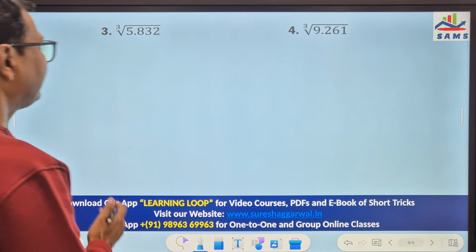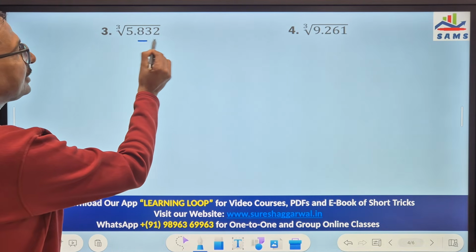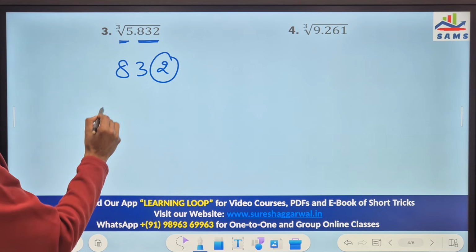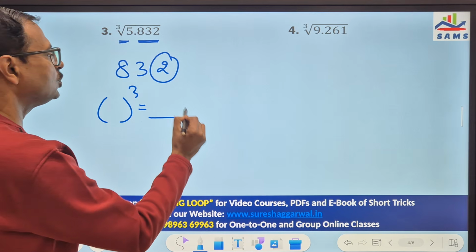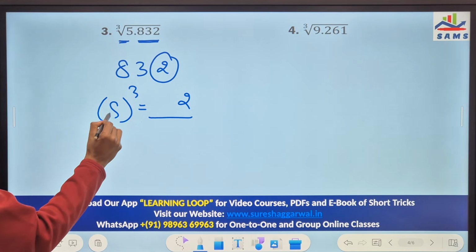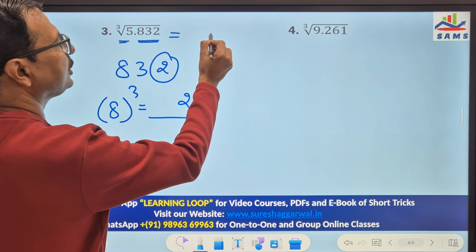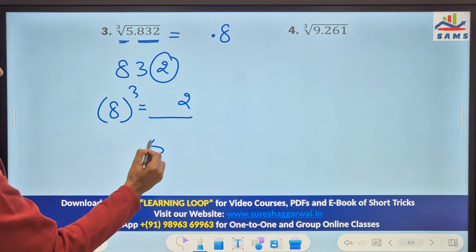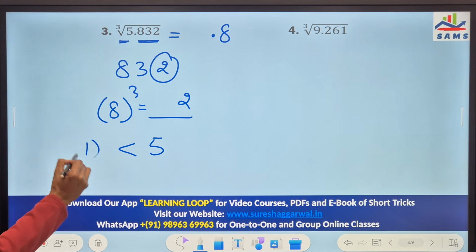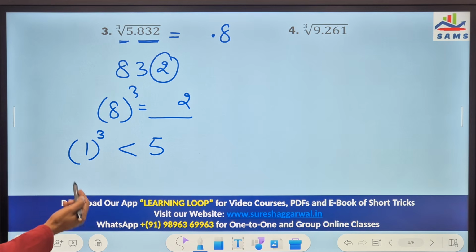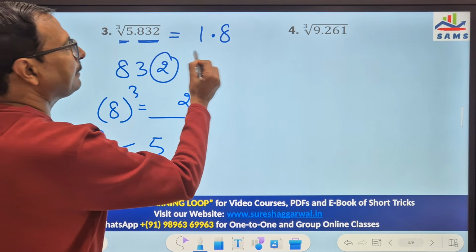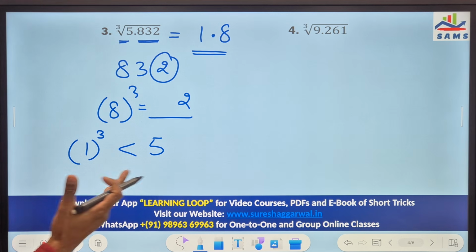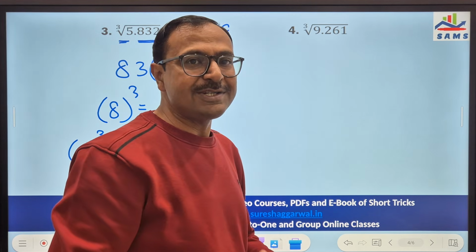Likewise, if you have numbers like 5.832, it ends in 2. So which cube ends in 2? You should know that it is 8. And therefore this is going to end in 0.8. And the remaining part is 5. 5 is greater than 1 cube only, and it is less than 2 cube obviously. So the 1 forms the remaining part and you have the answer as 1.8. So for 5.832, the cube root is 1.8.